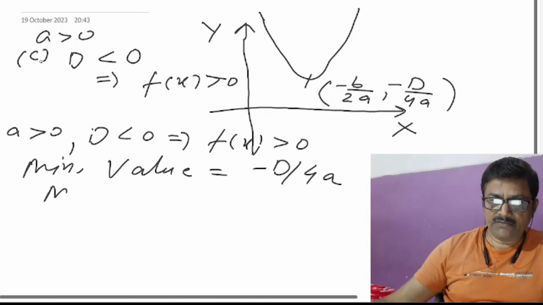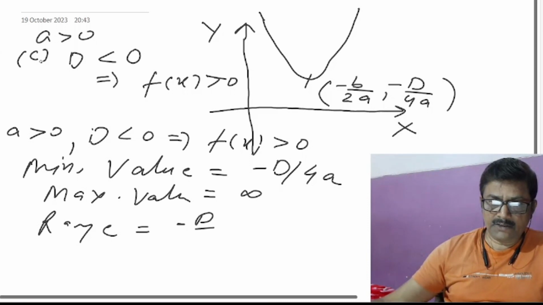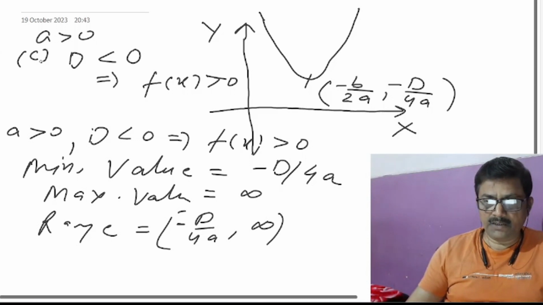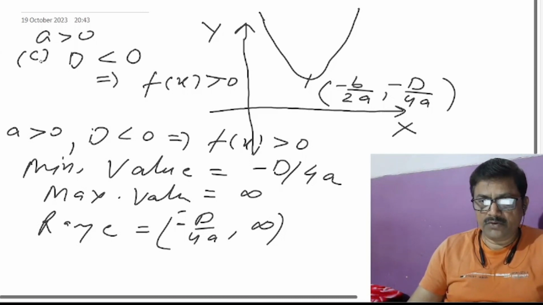And you can see the maximum value. What will be the maximum value? The graph is moving to infinity, so we can say the range will be minus D upon 4a to infinity, and here a big bracket. Also in the first page apply a big bracket here. So you got the result.